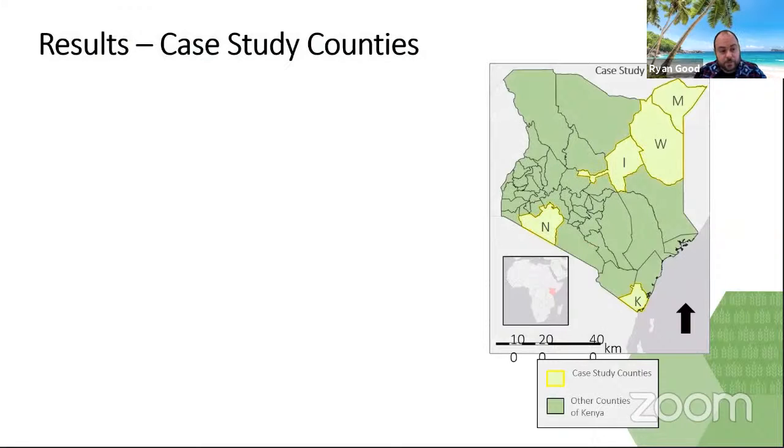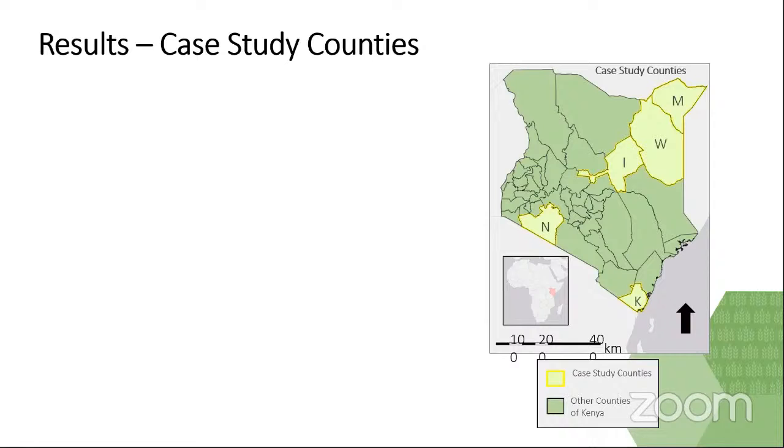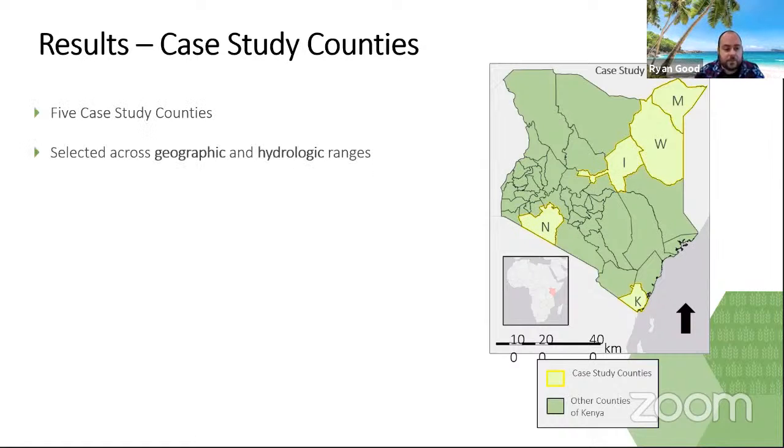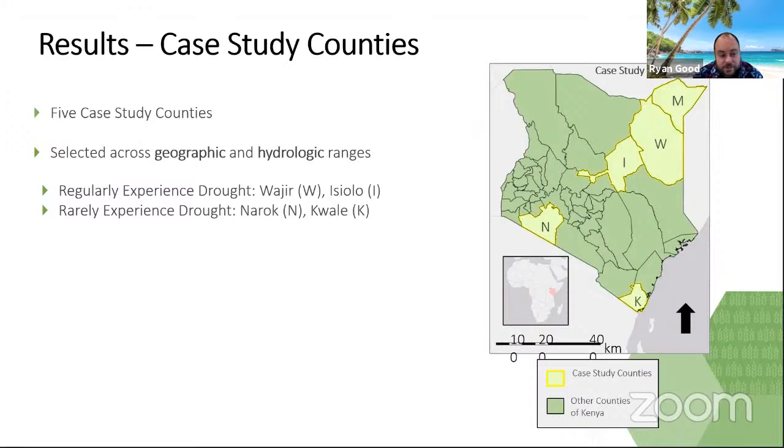Because there's so much data that we're working with here, it's not reasonable to try and analyze or present all of it today. So I picked 5 case study counties. They were selected to try and ensure geographic and hydrologic diversity. There were 2 that were selected, Wajir and Isiolo counties, labeled I and W on the map, that regularly experience drought. 2 that rarely experience drought, but are still classified as arid or semi-arid. Those were Narok and Kwale counties, the N and the K on the map. And then 1 somewhat control county in the middle that was the closest to the median that I could find, which is Mandera County in the extreme northeast, labeled with the M.